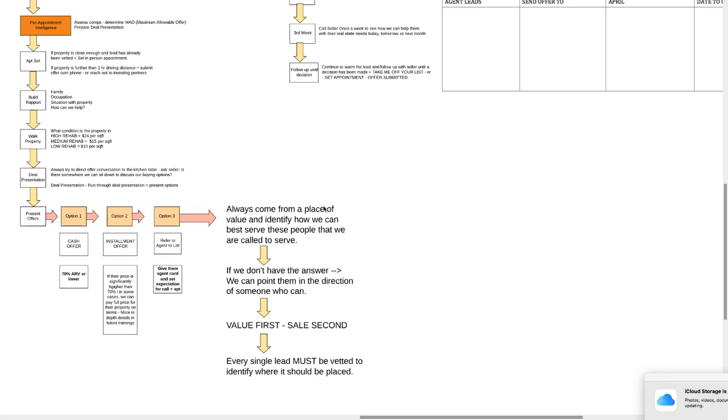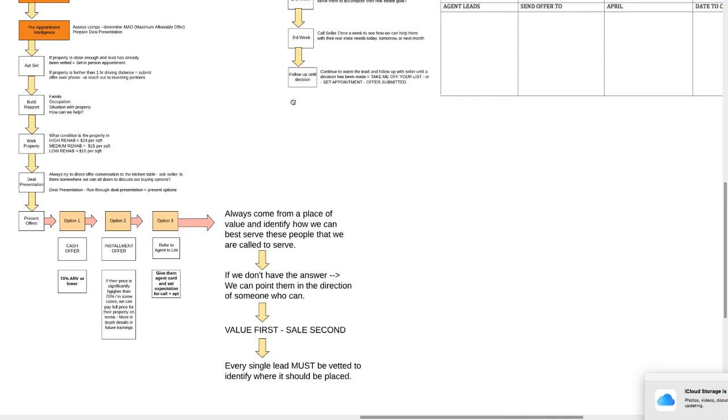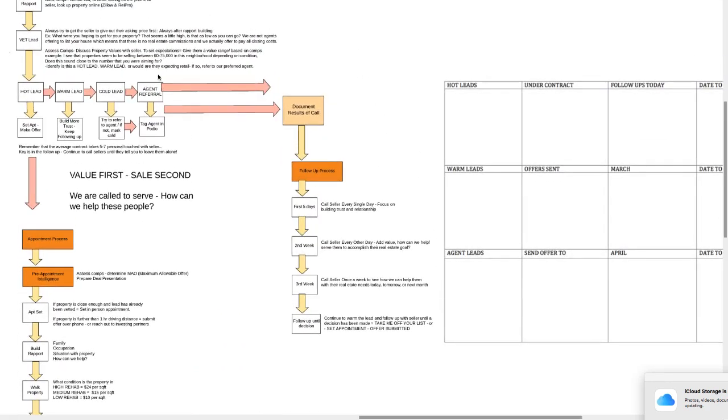So again, we're just stressing, we want our team to always come from a place of service, right? Always coming from a place of value to identify how we can best help these people, right? If we don't have the answer, point them in the direction of someone who does. Value first, sales second. Every single lead must be vetted to identify where it's placed, right? That brings us back to the motivation bucket. But again, focus on serving. If you're focused on just becoming rich, making a bunch of money, you're going to fail. Straight up. I'm going to tell you like that. But if you're focused on helping people out and truly making a difference, coming from a place of service, you're going to be successful in whatever you do, right?